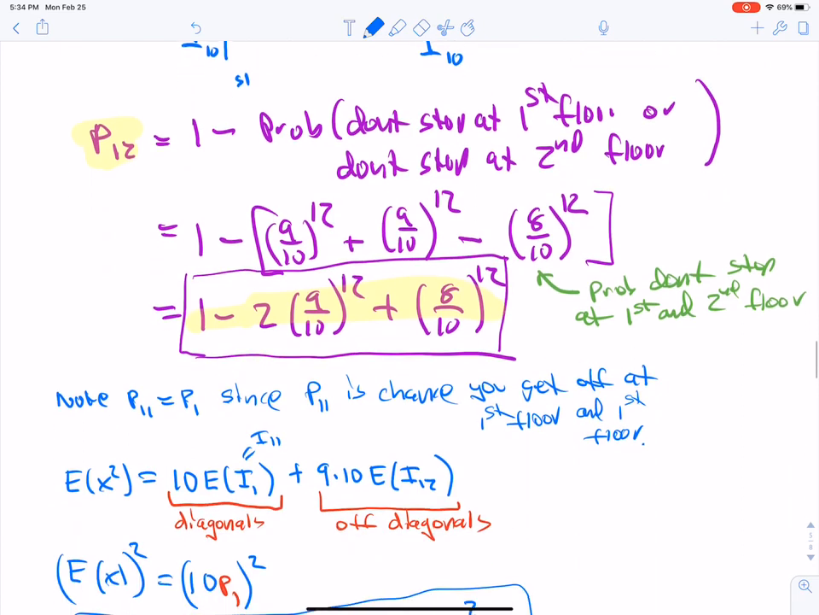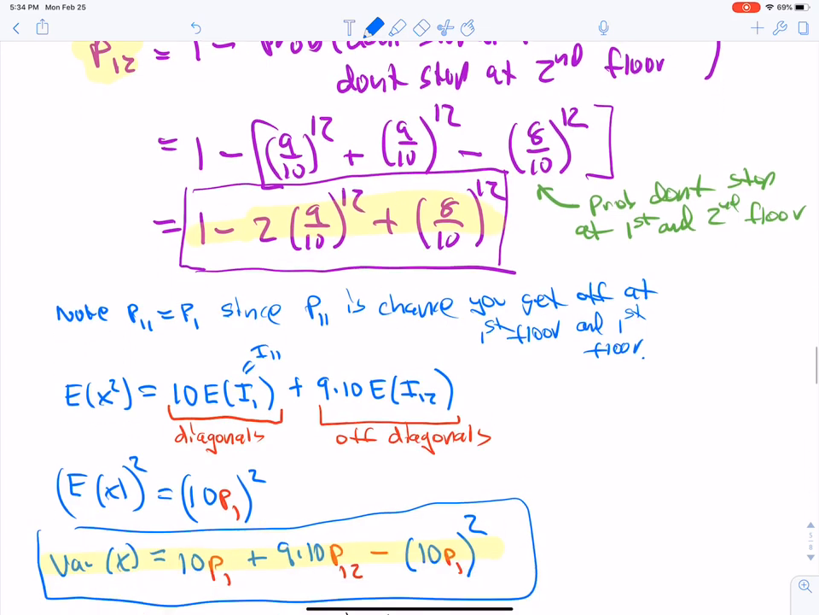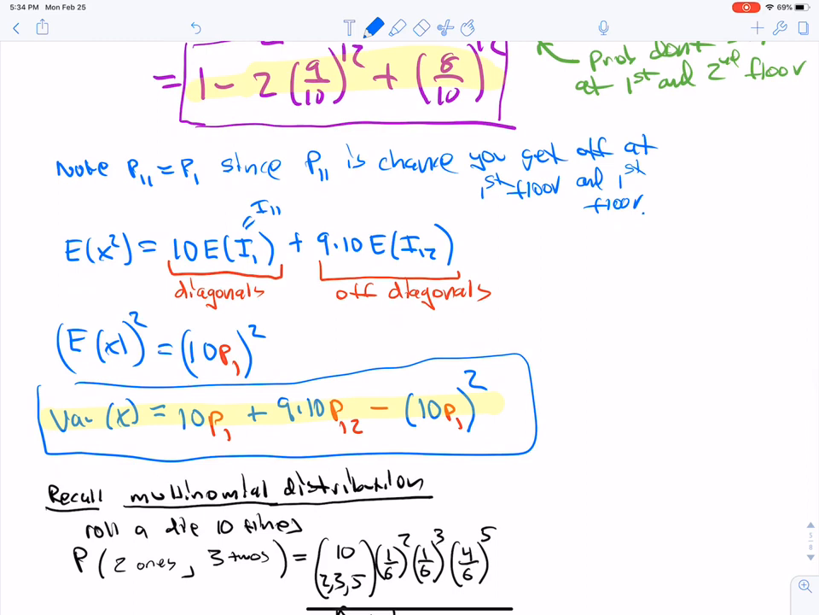And so the 10 diagonal ones, the expectation of X squared, it would be 10 times expectation of I1. And then we have all the off diagonal ones. So we have 9 times 10 times expectation of I 1, 2. And then the expectation of X quantity squared was 10 p1 squared.